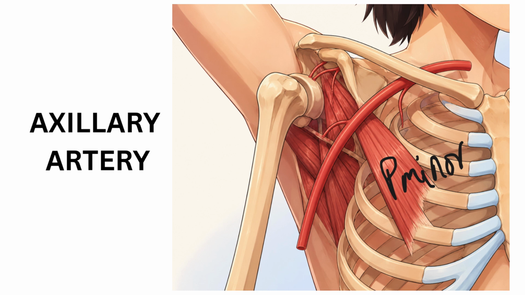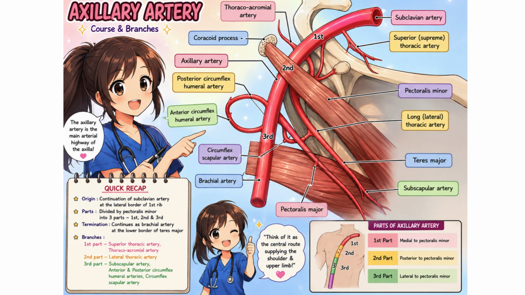So the axillary artery is divided into three parts by a main muscle called pectoralis minor. The first part is proximal to the muscle, the second part lies deep to the muscle, and the third part is distal to the muscle. So you have to know the pectoralis minor muscle. Proximally is the first part, deep is the second part, and distally the third part.